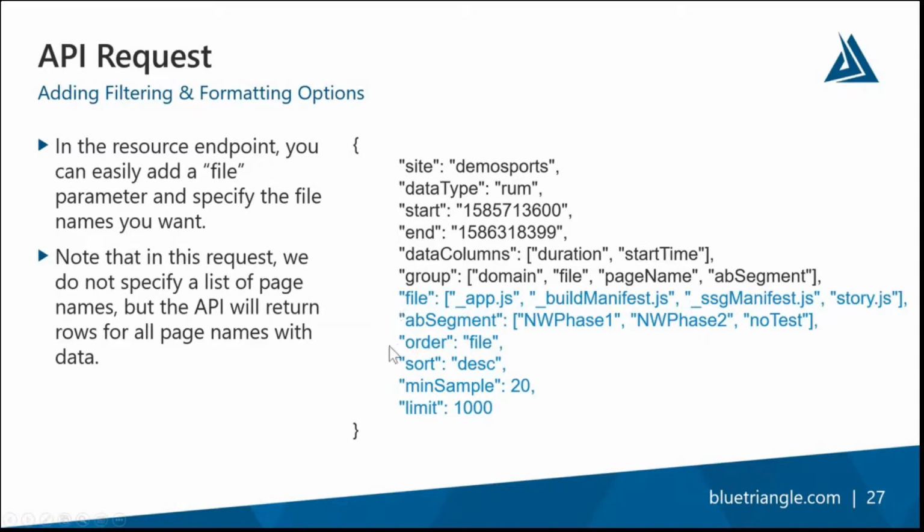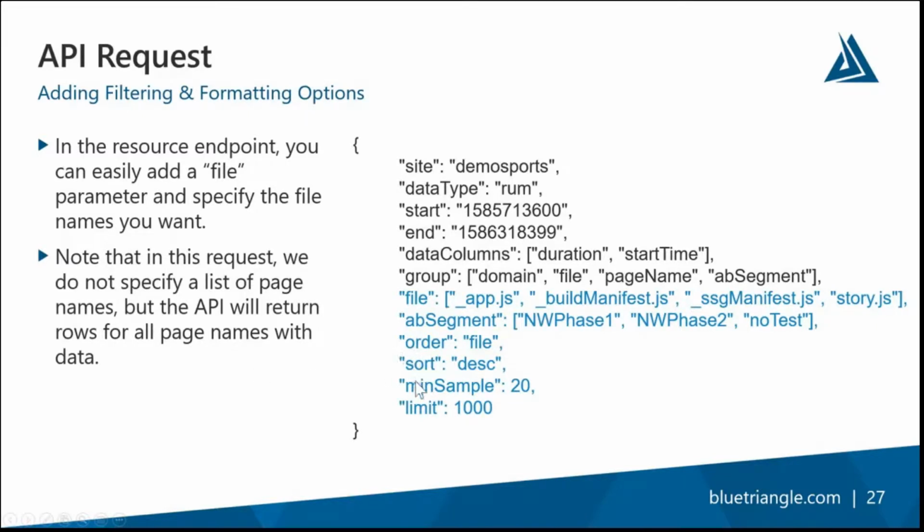And before I get into some of the additional parameters here, it's important to note we want to look at this data for each individual page. And you may think, where is the page parameter in this request? Well, just the simple fact that we're grouping by page name, what the API is going to do is give us back a data element, or a row, in the response for each page name that has data for this file and A/B segment. So that's an interesting and important thing to note.